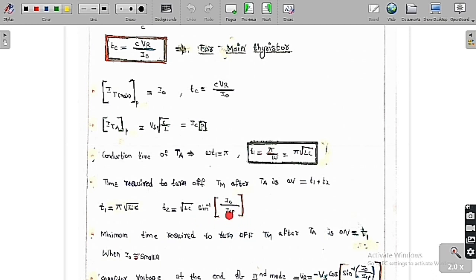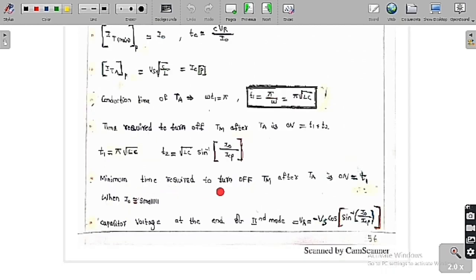These things I have already told you. Simply we can say that this is the time for which mode 2 was operating, and this is the time for which mode 1 was operating. If you sum these two, after this time the main thyristor is going to turn off after the auxiliary thyristor is turned on. So the time required to turn off Tm after TA is on is equal to T1 plus T2, where T1 is pi into under root LC, T2 is under root LC into sine inverse of I naught by ICP, where ICP is equal to Vs into under root C by L.